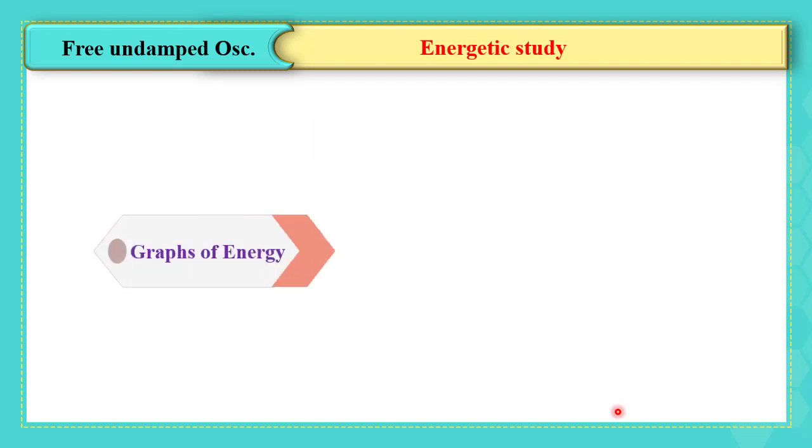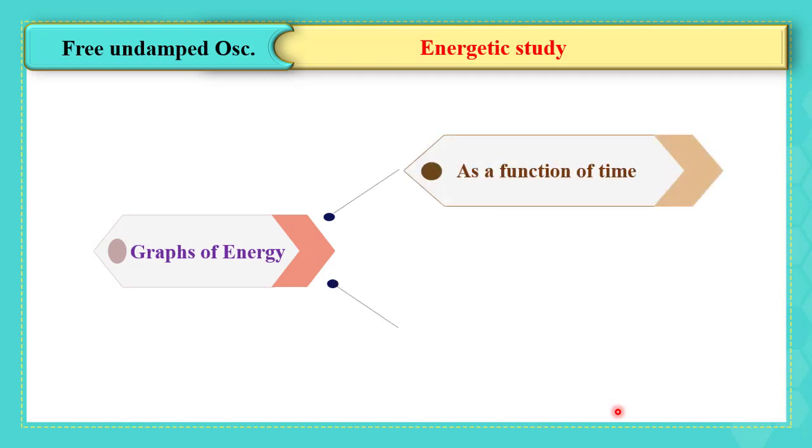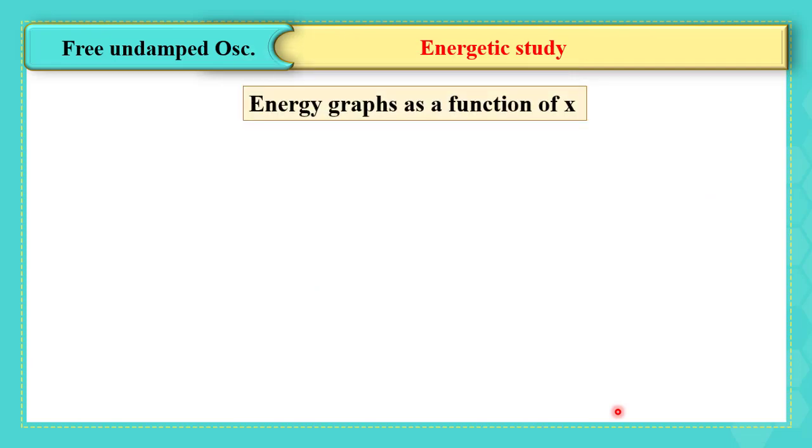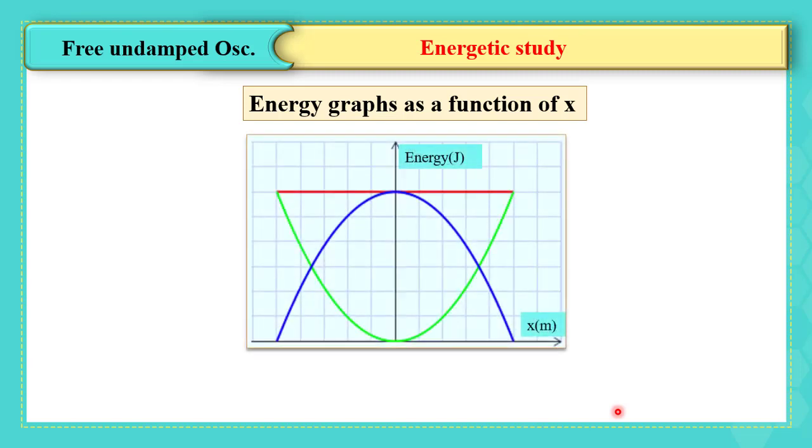The variations in energy can be studied either as a function of time or as a function of x. We are going to start with the study of energy as a function of x. The equilibrium position of the center of mass G of the block of the horizontal elastic pendulum is the origin of the x'x axis. The curves show the variations of the mechanical, elastic, and kinetic energies as a function of the abscissa x, where x lies between minus xm and plus xm.